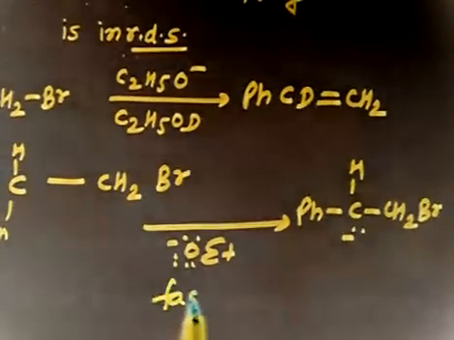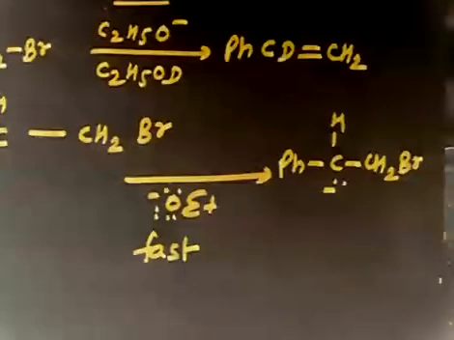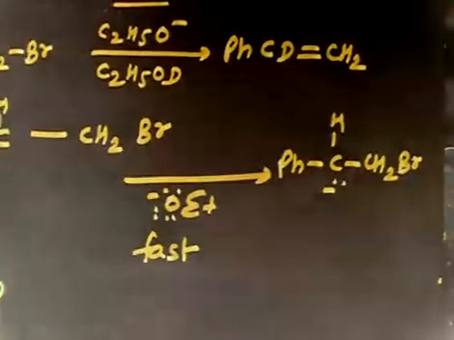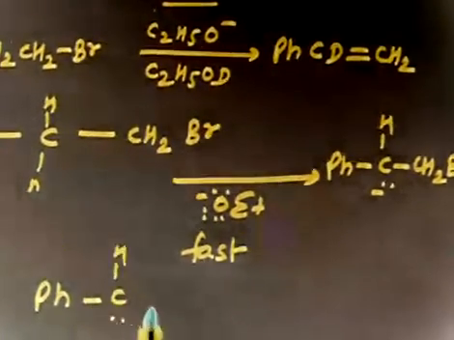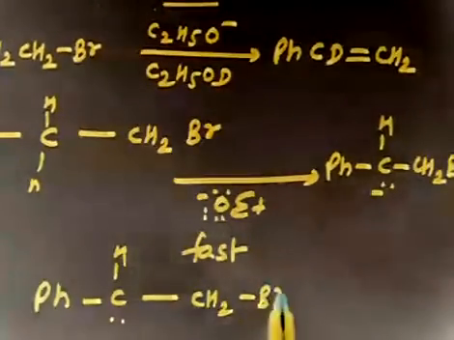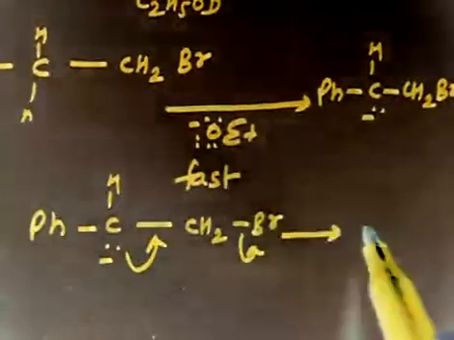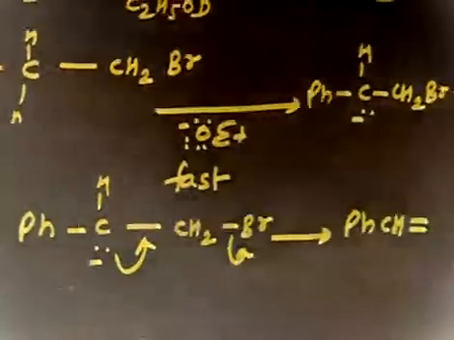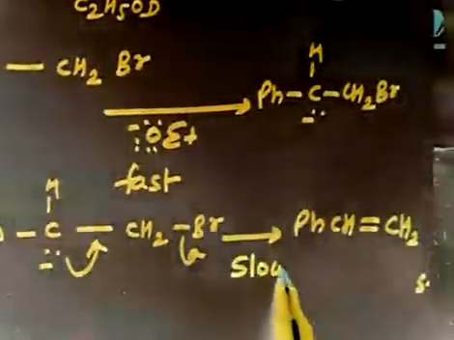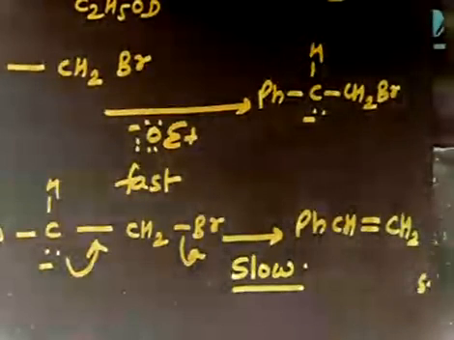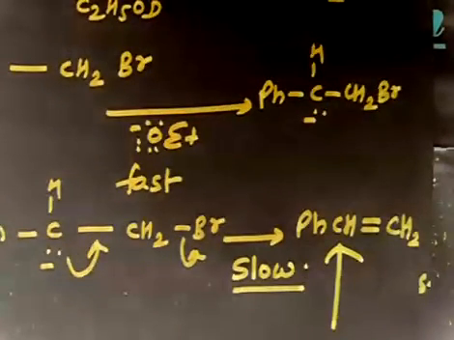Basically this step will be a faster step because this is an acid-base reaction. Now the next step, you see what will happen. You have here PhCH minus and then CH2Br. In the next step, this carbanion will push off this bromine, so you will have PhCH=CH2. Now this will be a slower step. Are you getting or not? So this step is a slower step. But still I have not got CD here; I have got CH. So I have to do some more modification.